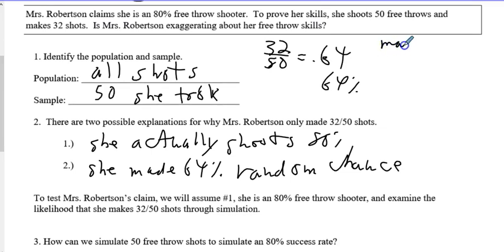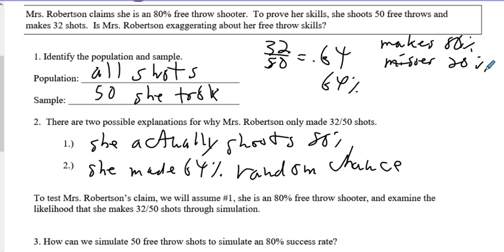So if she makes 80%, that's supposed to be a little circle. That means she misses 20%. Okay? So, 100% total.